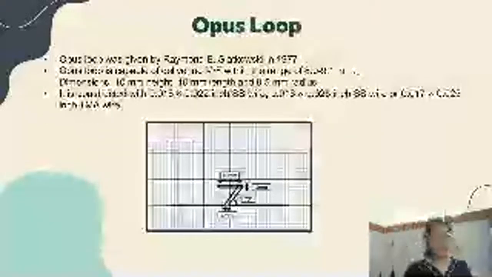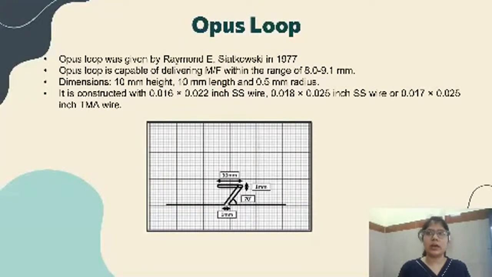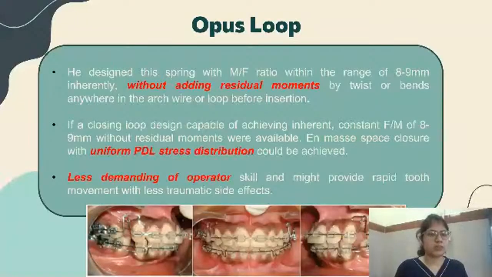Next is Opus loop. Opus loop was given by Raymond E. Siatkowski in 1977. Opus loop is capable of delivering an M/F ratio within the range of 8 to 9.1 mm. Dimensions are 10 mm height, 10 mm length, and 0.5 mm radius. Materials are 16x22-inch SS wire, 18x25-inch SS wire, and 17x25-inch TMA wire.